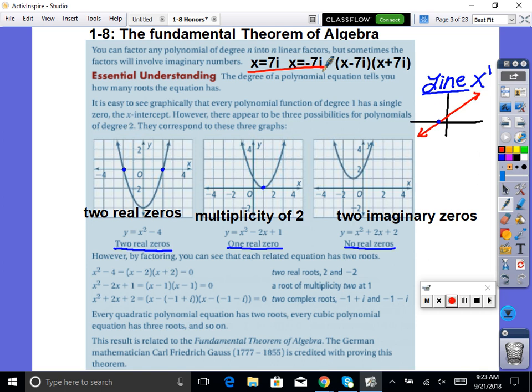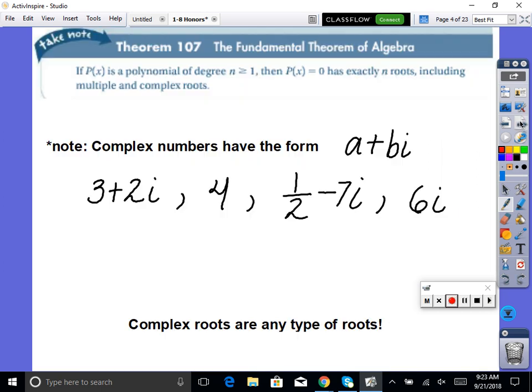However, there appears to be 3 possibilities for a quadratic. So look right here. It corresponds to these graphs. So look at this graph. It crosses the x-axis in 2 places, so we have 2 real zeros. Now right here, it has 2 solutions. It's just touching down and bouncing back up, so this would be x equals 1 with a multiplicity of 2. So that's still 2 solutions. And then right here we have 2 solutions, but they never cross the real number line, so they would be imaginary. And we know imaginaries come in pairs, so it makes sense. Is that everyone good? Okay, degree 2 will have 2 solutions of some type.